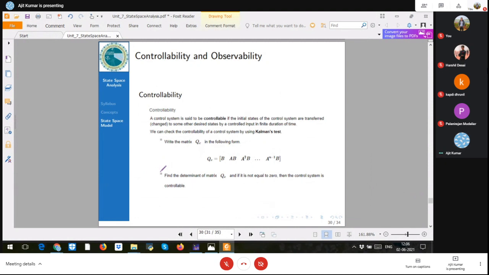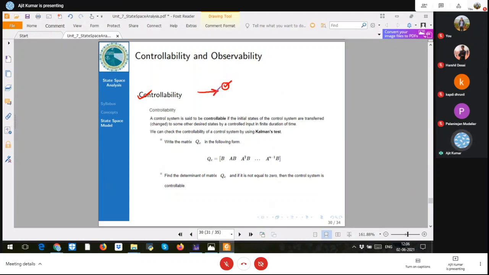Now we are introducing you to the most important concept of this unit 7, which is controllability and observability. Controllability: a control system is said to be controllable if the initial state of the system is transferred to some other desired state by a controlled input in a finite duration of time. It means before you design a control system, we have to check this.